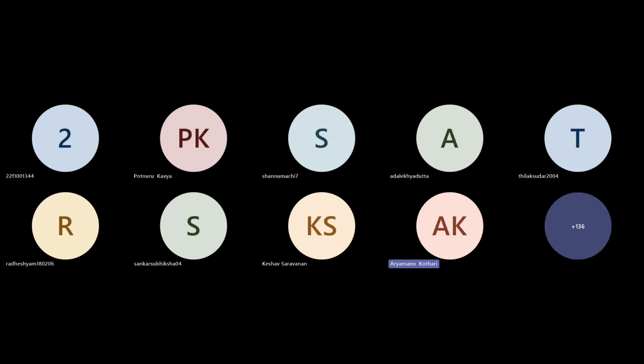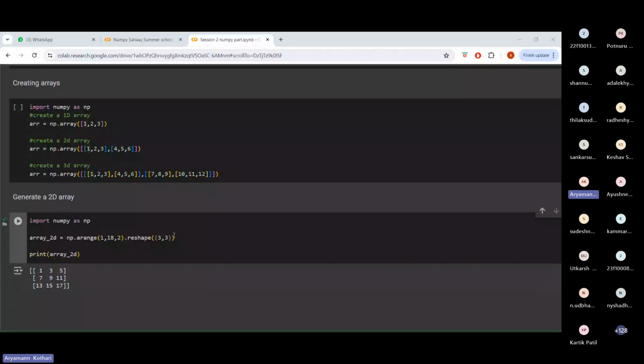So what this code basically did was, the starting number was 1, the end number was 18. So always remember 18 is not included. Keshav had also mentioned this before. This is up to but not including 18. So 18 will not be included, but it will be everything before 18. And 2 is the step.